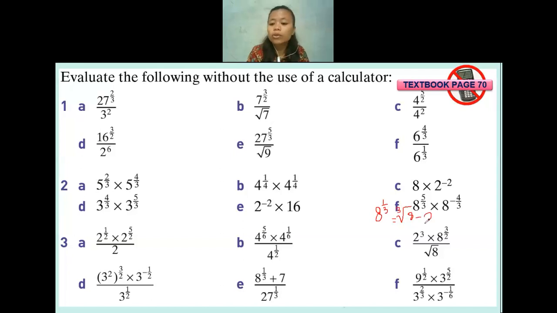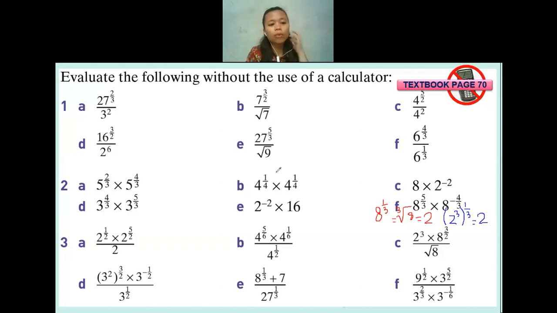Or you can use another way. You can change the 8 into another index number. 8 will be equal to 2 to the power of 3, and then we get another power which is 1/3. We can simplify the power. 3 times 1/3, the answer will be 1. So it will be 2 to the power of 1, which is equal to 2.